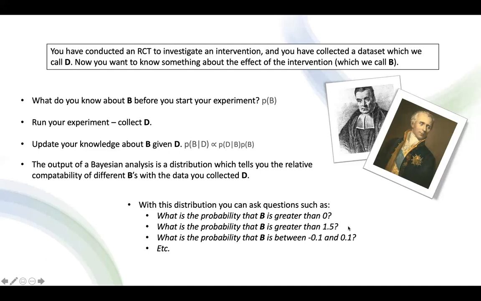You can say, well, what's the probability that my intervention's effect is greater than 1.5? What's the probability that the intervention effect is between minus 0.1 and 0.1? You can do all of these calculations if you want to, and you can really shape your uncertainty about this phenomenon that you want to study. And it's incredibly powerful because you can go as complex as you like with your models and your thinking and your trial design, but you will always end up in this.